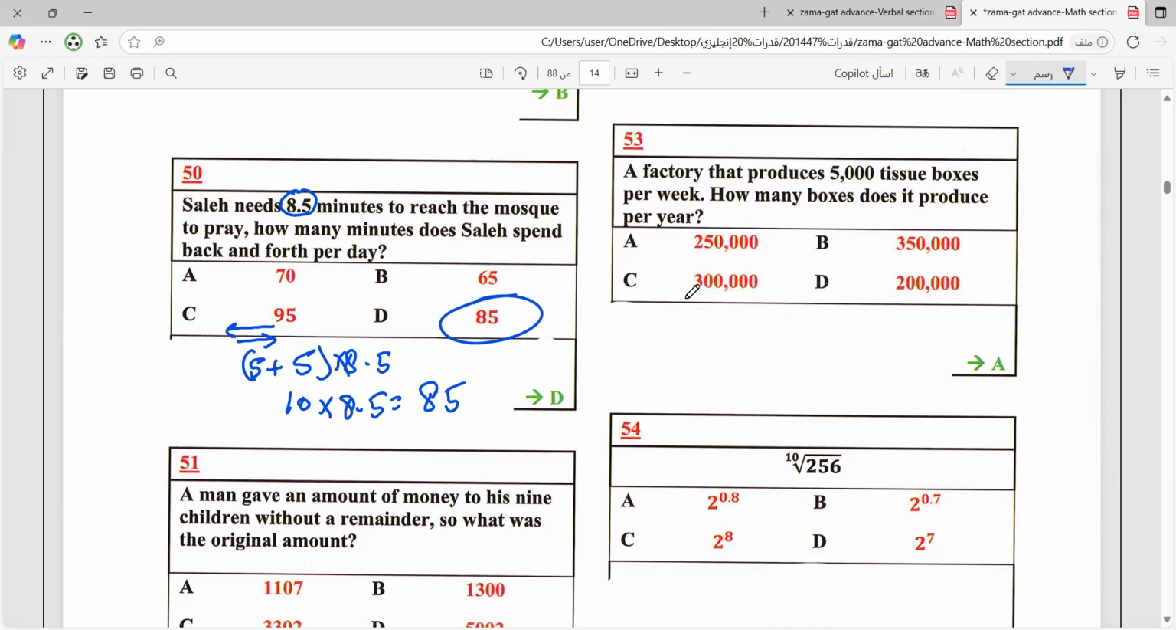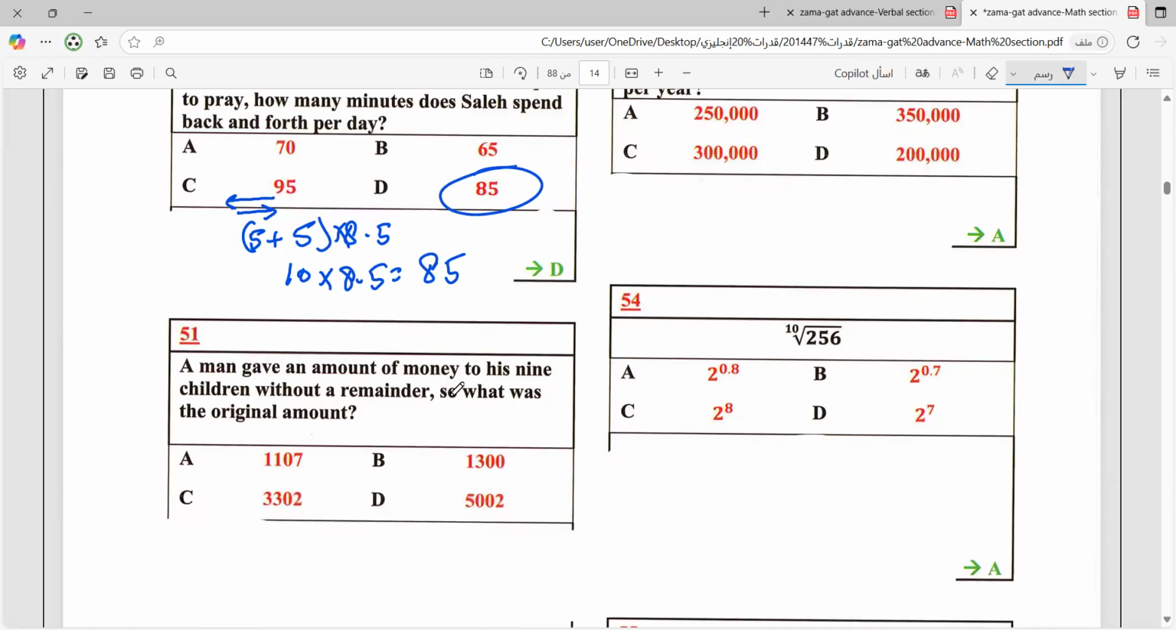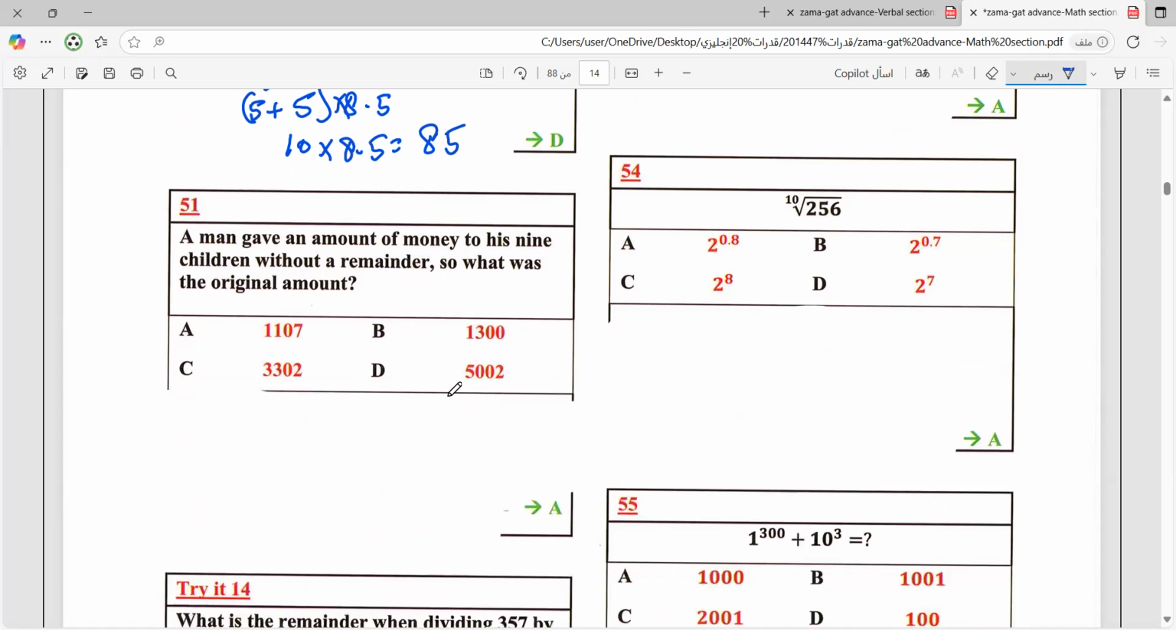Okay, clear? 85. Mohsen, did you get it? Clear, clear.